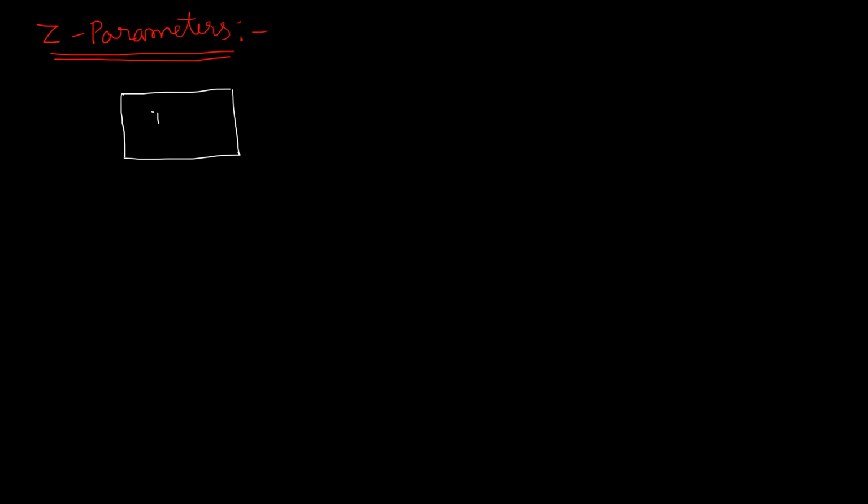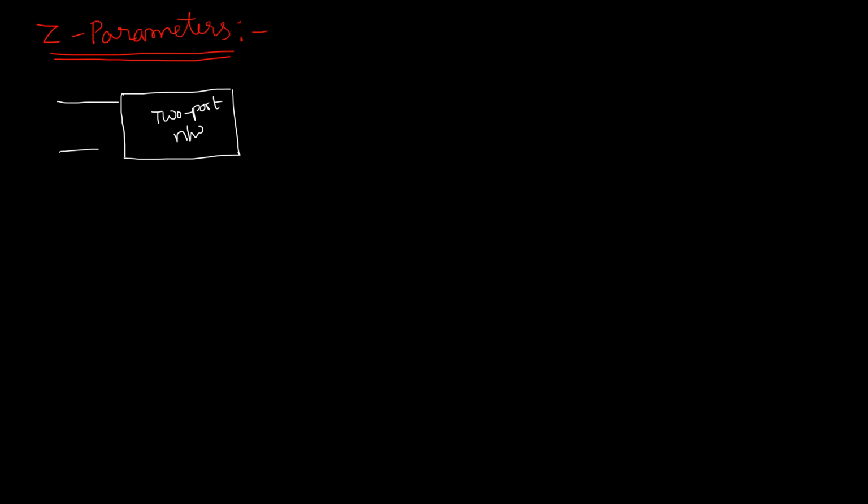Now let us talk about Z parameters. The first one, Z parameters. These are also called open circuit parameters. Why are they called open circuit parameters? Let us see. Okay, so let us consider now a two-port network like this. So this is a two-port network.